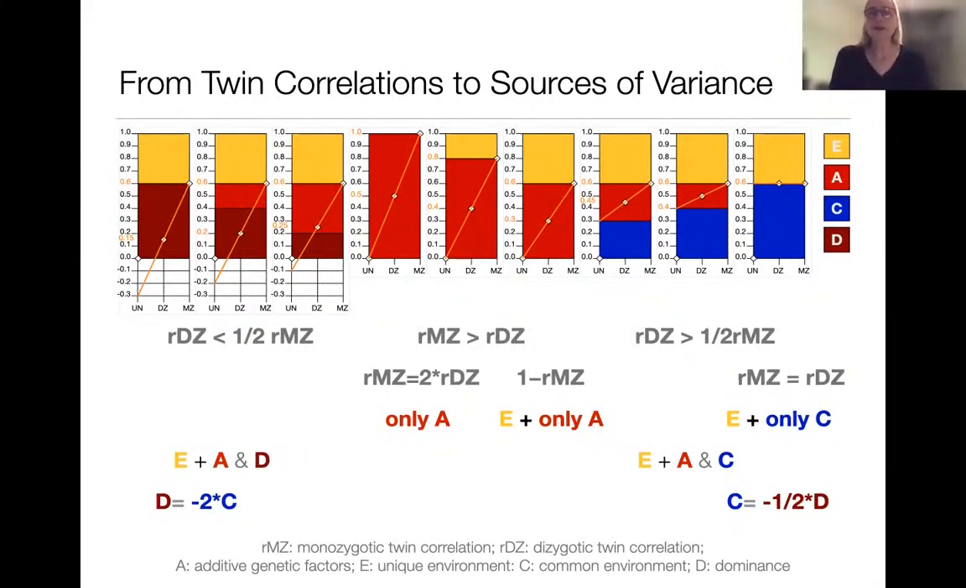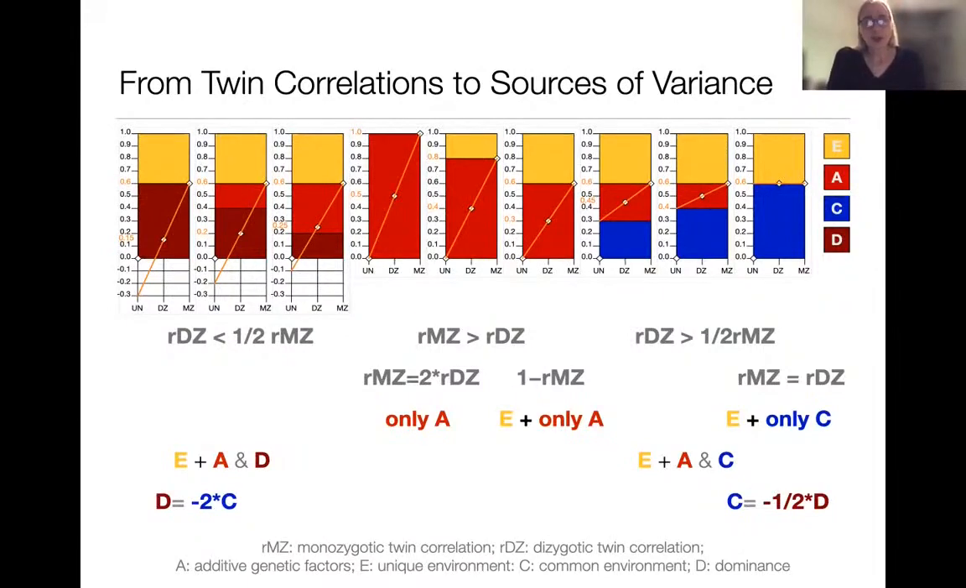Now let's move to the right, where we have a situation where we kept the MZ correlation at 0.6, but the DZ correlation is no longer half the MZ correlation, but at 0.45 is greater than half the MZ correlation. So we can still draw a line between the MZ and the DZ correlation, and it cuts at about 0.3. And that is really suggesting in this case that of this familial variance that makes people in a family more similar, half of it is due to additive genetic factors and half to shared environment.